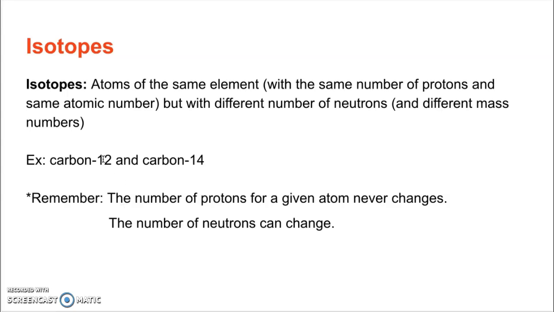And I'm going to tell you now that this is your mass number. So if I have a carbon-12, that means I'm going to have 6 neutrons versus 8 for carbon-14. Remember that the number of protons never changes. Every carbon atom will have 6 protons. However, my number of neutrons can change.